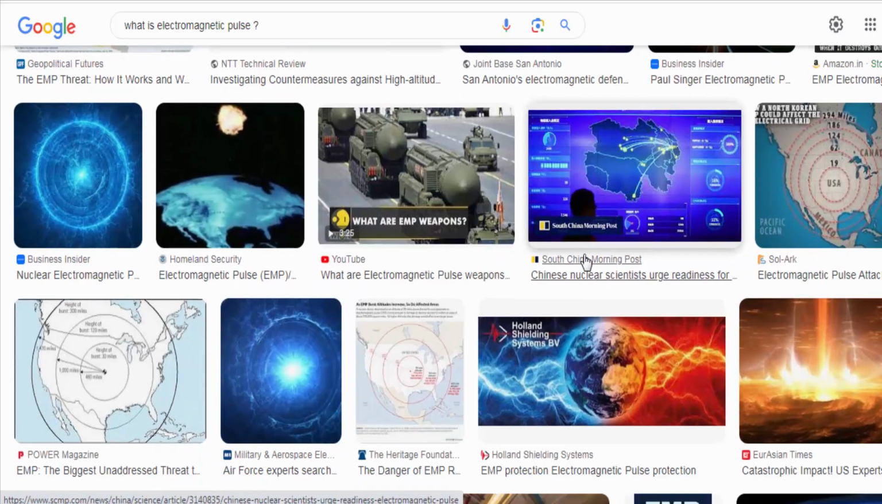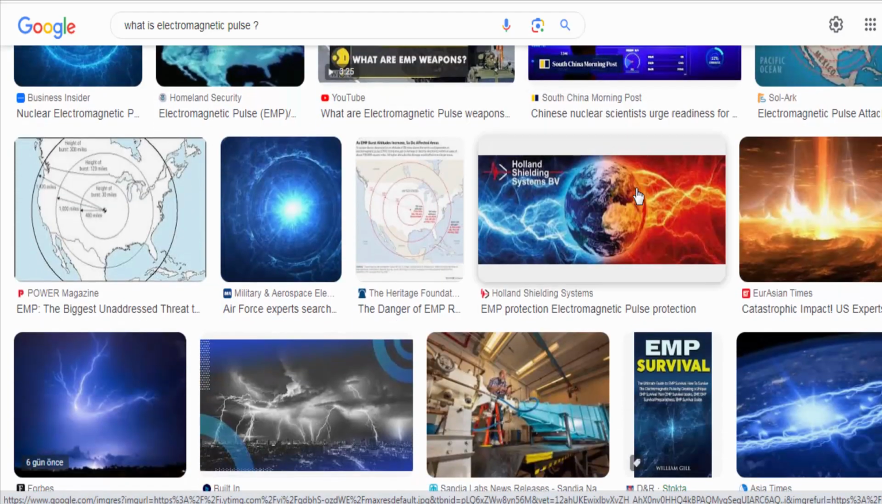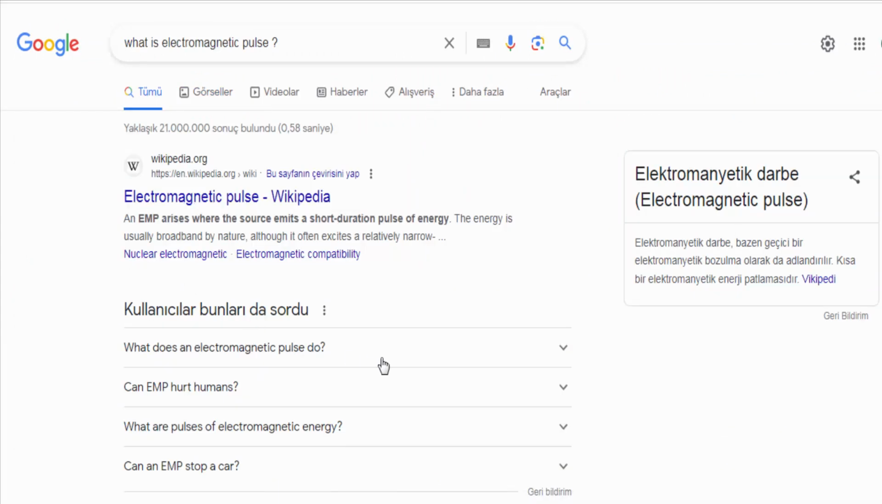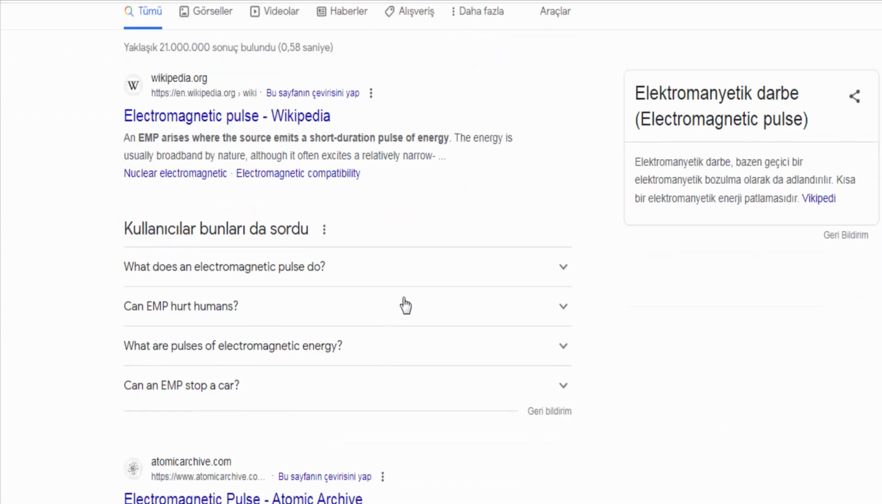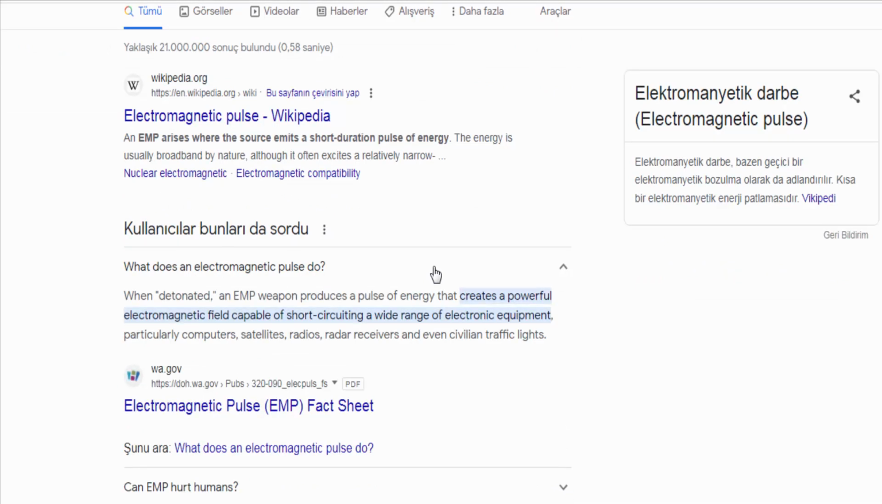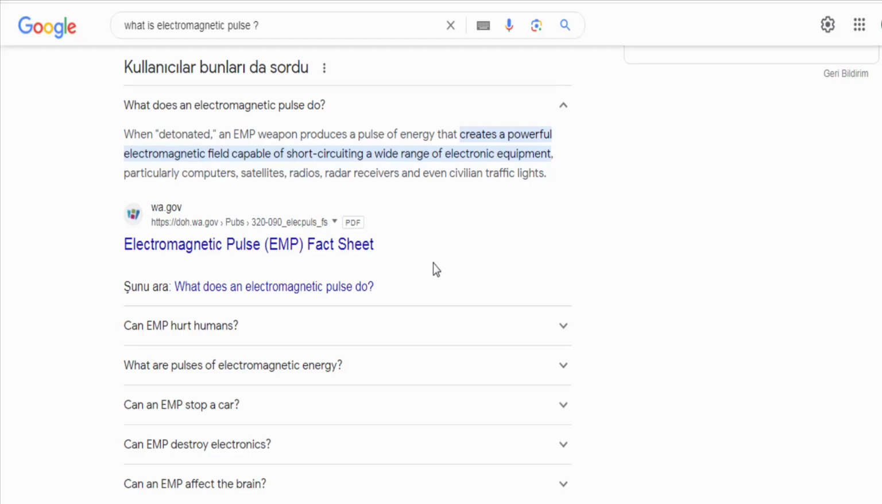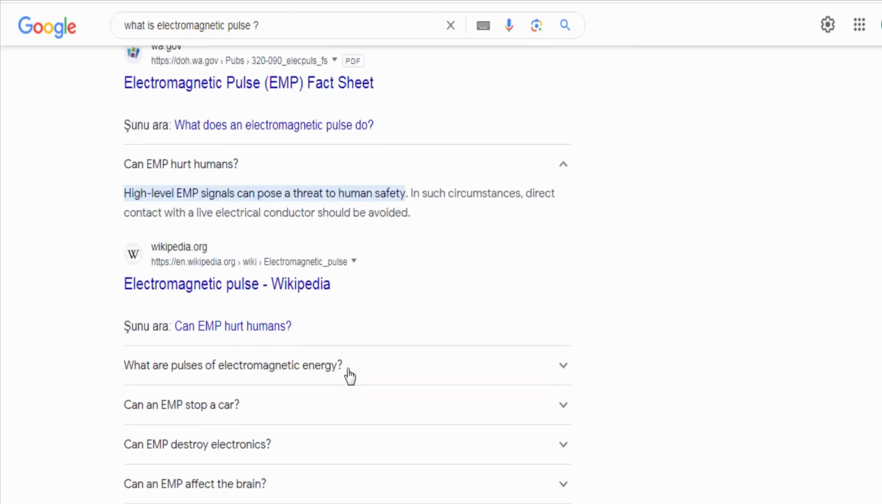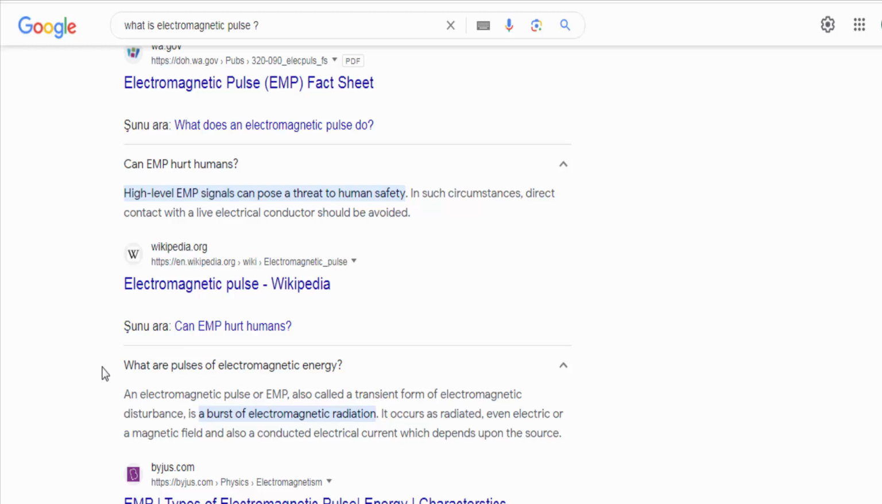Non-nuclear EMP, NNEMP, refers to EMPs created without the use of nuclear explosives. These EMPs can be generated by high-power microwave devices, such as specialized EMP weapons or devices known as EMP simulators. NNEMP weapons typically emit a focused electromagnetic beam, similar to a directed energy weapon, which can disrupt or disable electronic systems.